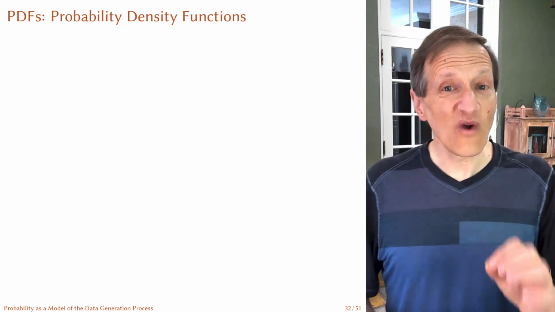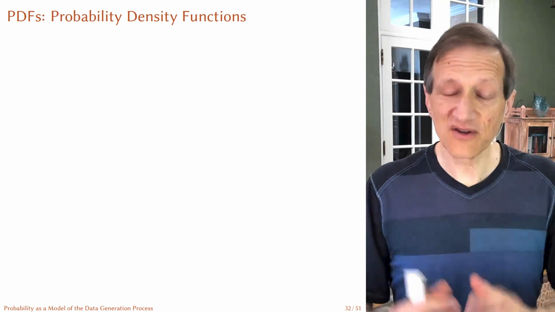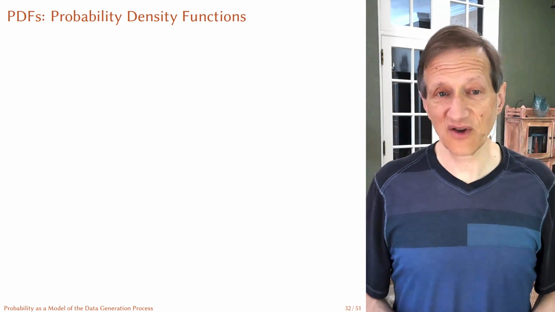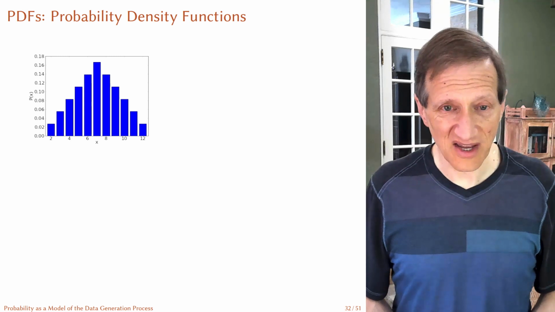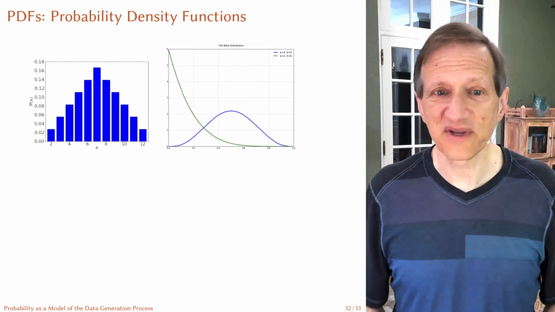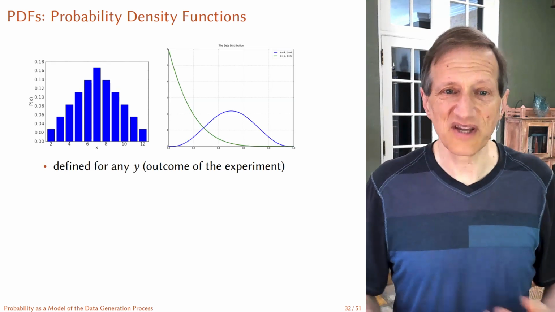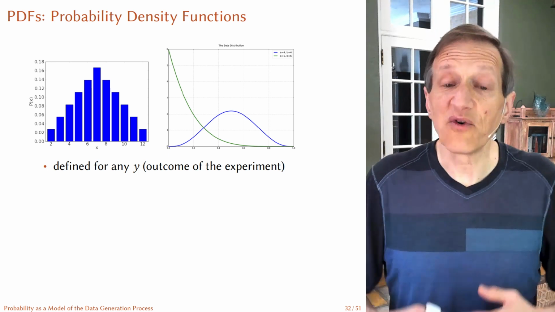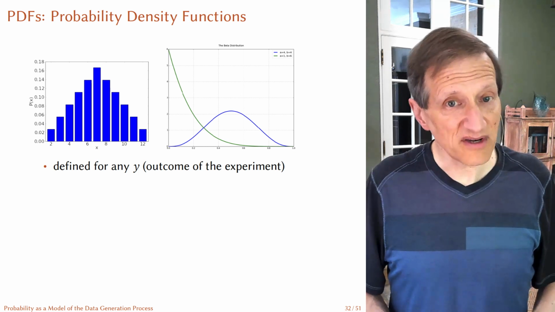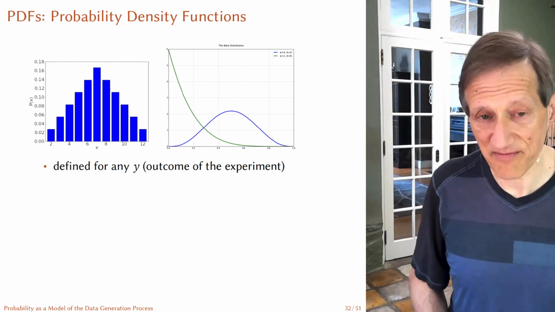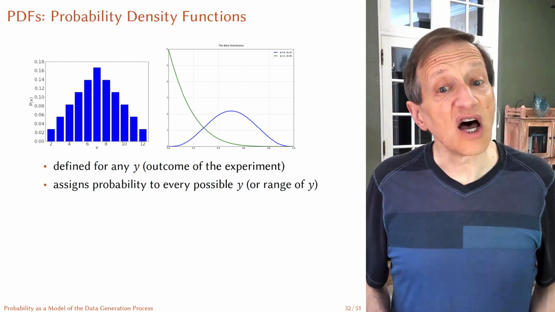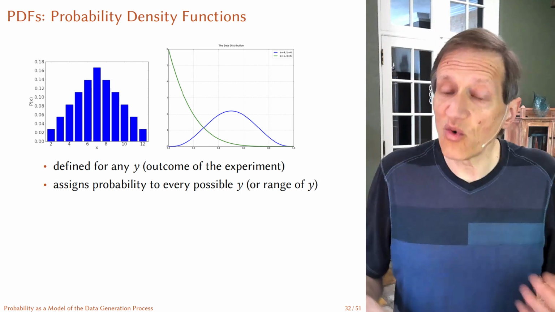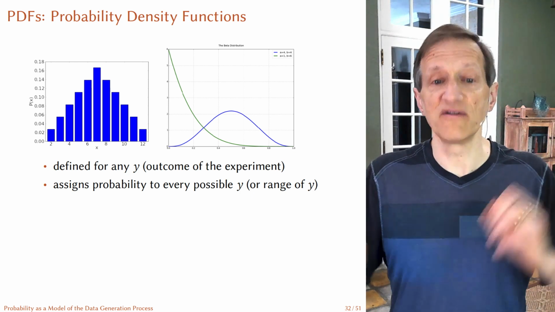An important way to represent a particular type of probabilities are probability densities. Okay, so here's an example of some probability densities. Probability densities are defined for any outcome of the experiment. They tell us the probability that something's going to happen. They assign a probability to every possible y or to every possible range of y.